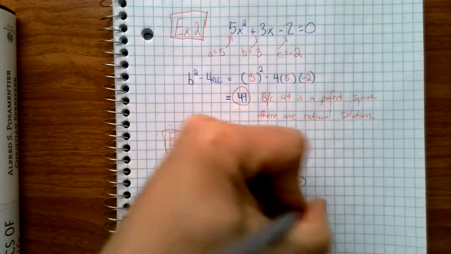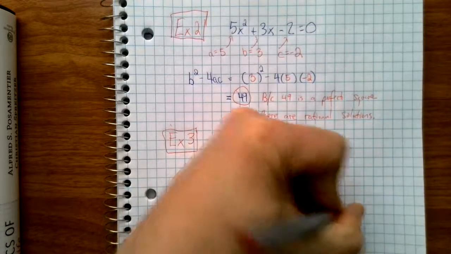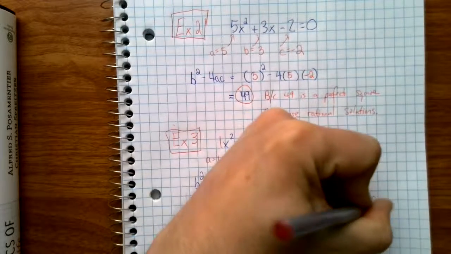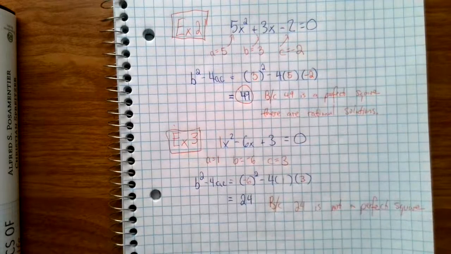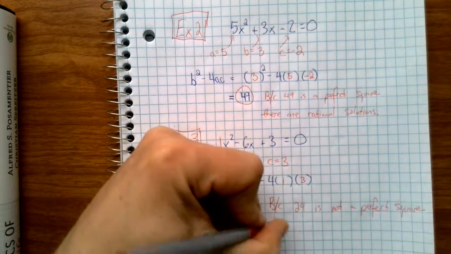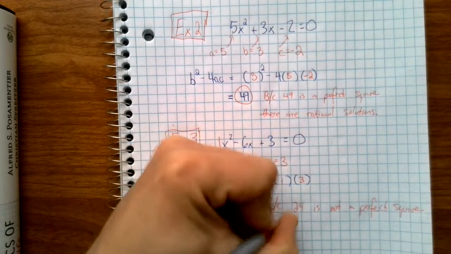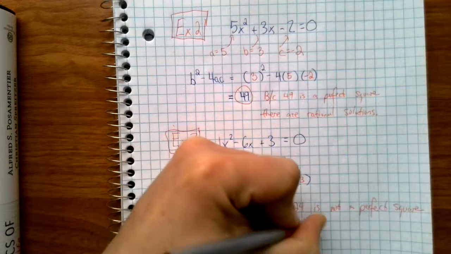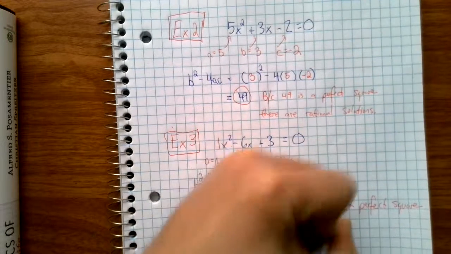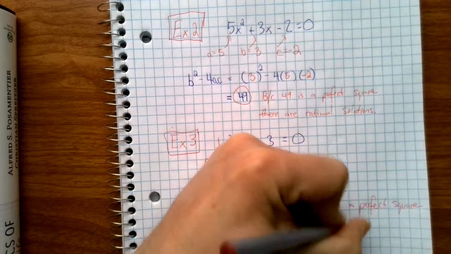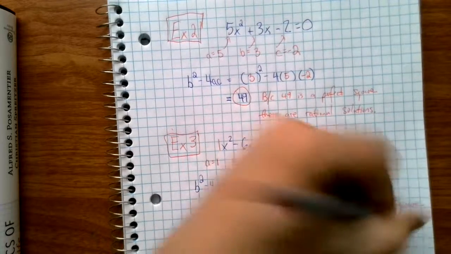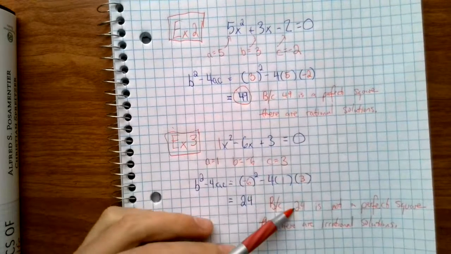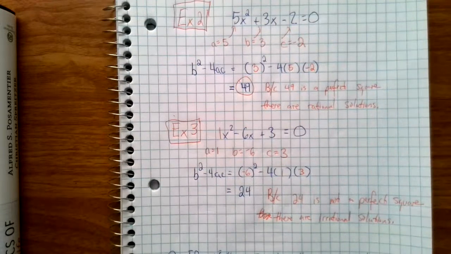Because 24 is not a perfect square, we can say that there are irrational solutions. Once again, it's because 24 is not a perfect square that there are irrational solutions.